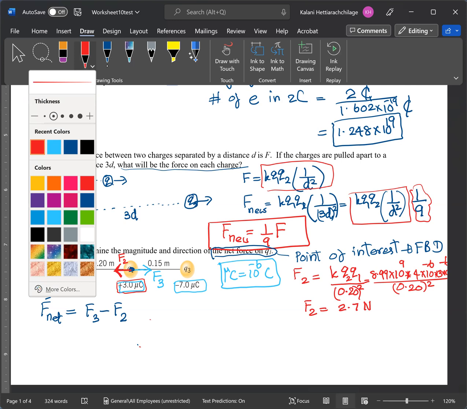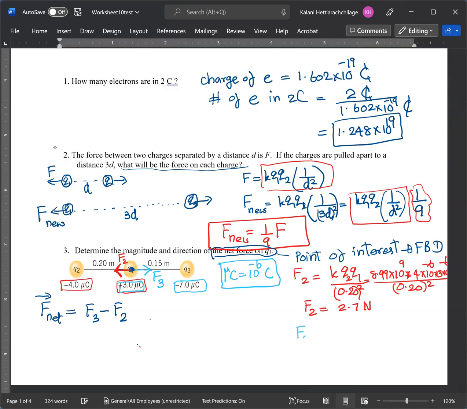And do the same for F3. Okay. Same for F3. F3 equals Coulomb constant times Q3 and Q1, divided by the distance given, 0.15 to the power 2. So now let's plug this in. Here 8.99 times 10 to the 9.